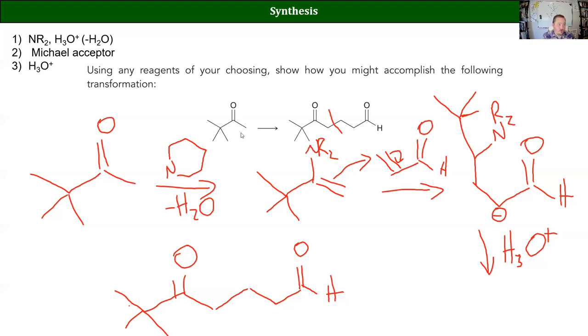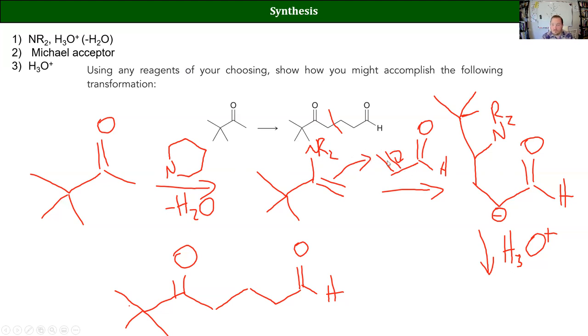So all things considered, that's actually a pretty short synthesis to modify the carbon structure that significantly. So that winds up being a pretty effective synthesis pathway, especially if you can buy your Michael acceptor or if you can make your Michael acceptor with a fairly efficient pathway.